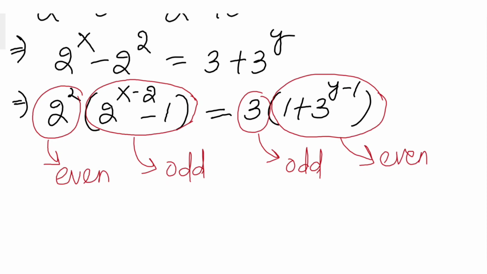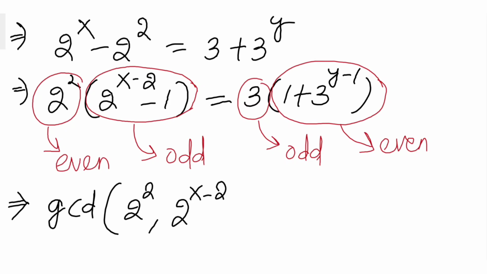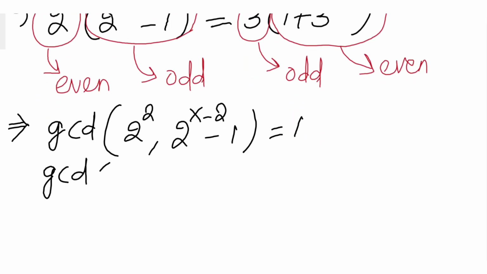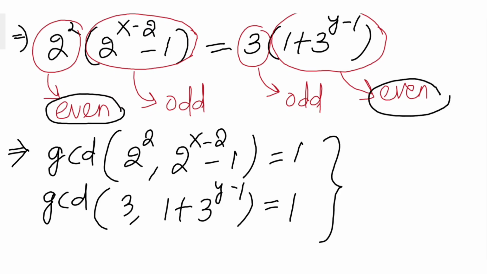Now GCD of 2 square and 2 to the power x minus 2 minus 1 is 1, as well as GCD of 3 and 1 plus 3 to the power y minus 1 is also 1, as they are odd and even numbers. So now we can equate them safely. Okay, so let's equate even into even and odd into odd numbers.